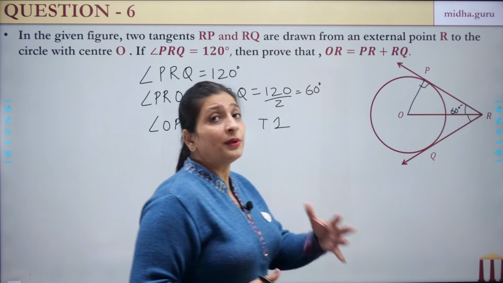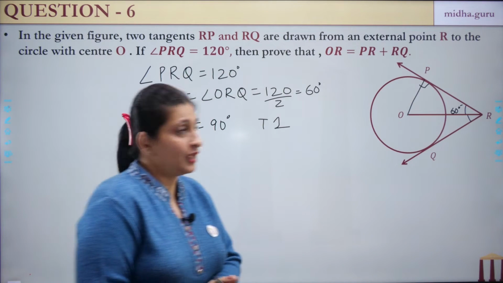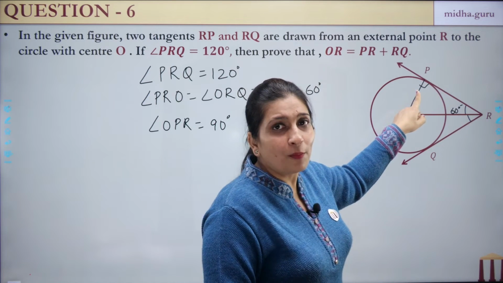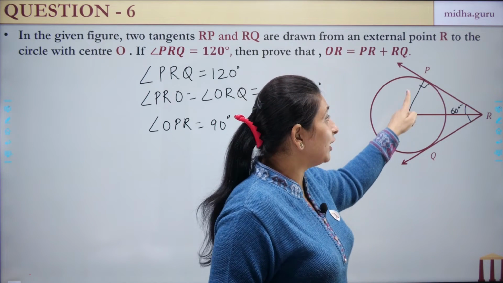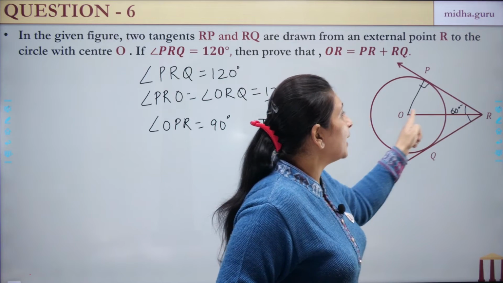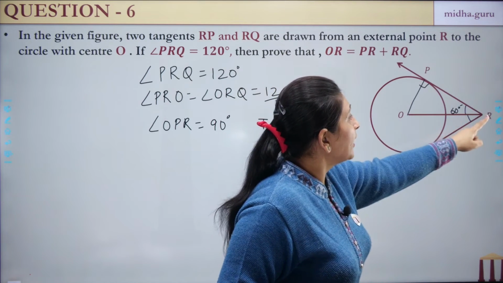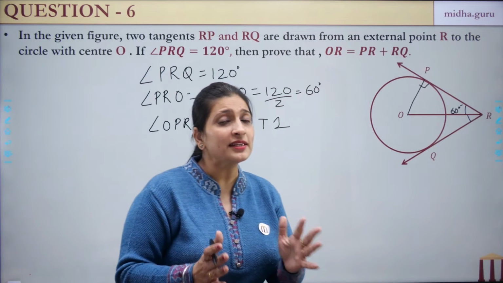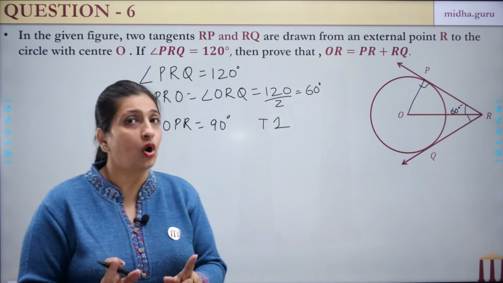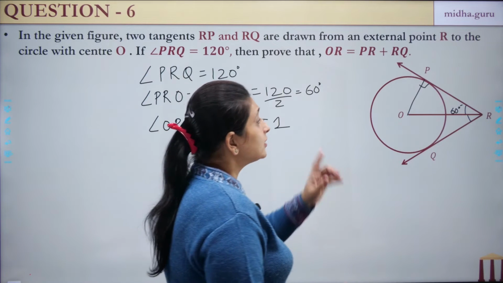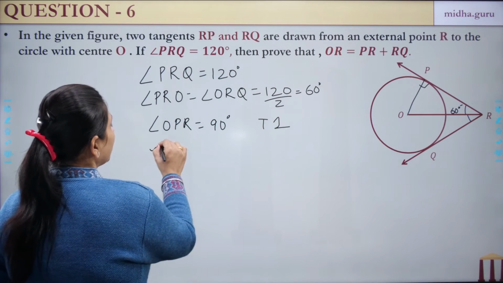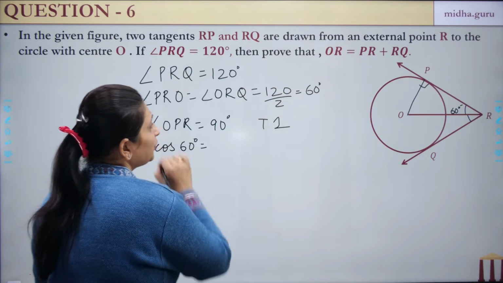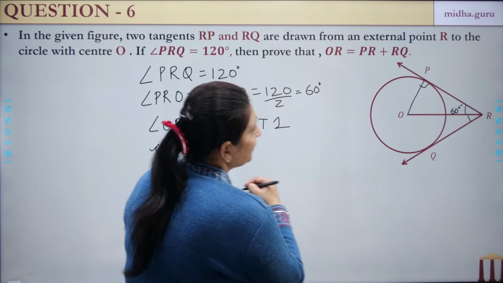So which trigonometric ratio are we going to take? If we are seeing this angle, so this is the perpendicular. We know the opposite of the angle is perpendicular. This is perpendicular, this is base, and this is hypotenuse. We need OR and PR, that is we need base and hypotenuse. In which trigonometric ratio do we get base and hypotenuse? Yes, it is cos. So we are going to take cos 60 degree. What we'll write? Cos 60 degree is equal to B by H, which is PR by OR.